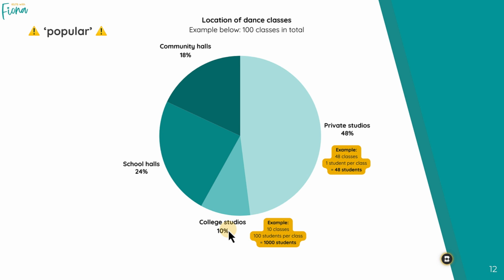College studios, on the other hand, maybe they have 10 classes. Imagine 10% is 10 classes, but it's a college. So maybe they have 100 students per class, which makes 1,000 students. So we could then say that most students preferred to go to college studios. We simply don't know, because it's not about numbers of students, and that is what's causing the problem here.